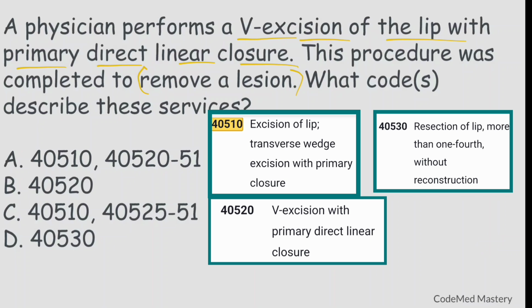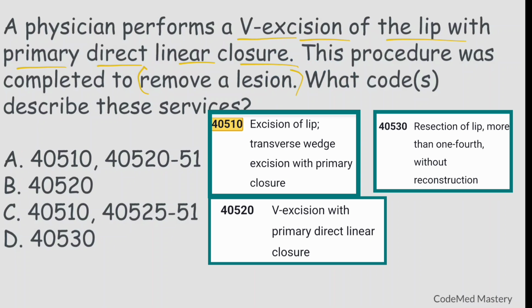The right code will be 40520, which is for excision of lip, V excision with primary direct linear closure. In the scenario, they have mentioned V excision of the lip with primary direct linear closure, right? So the appropriate code is 40520. We'll eliminate option A because that is for excision of lip, transverse wedge excision with primary closure, and along with that they have mentioned 40520, V excision with primary direct linear closure. But we are not supposed to code 40510 because that is for transverse wedge excision. It is not mentioned in the scenario.